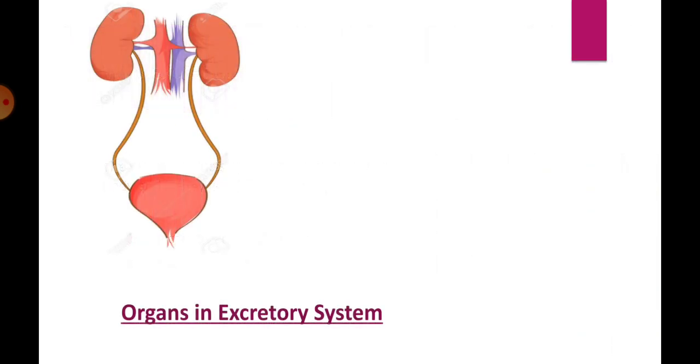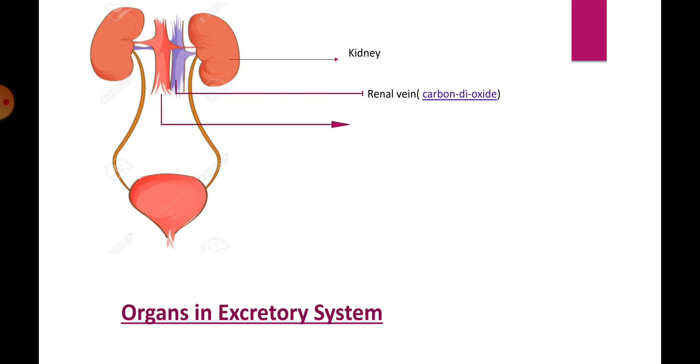These are the organs in our excretory system. This organ is called the kidney and it is the main excretory organ. There are two kidneys, and they are bean shaped. This is the renal vein. Veins always carry carbon dioxide enriched blood, and this is the renal artery. Arteries always carry oxygen enriched blood.